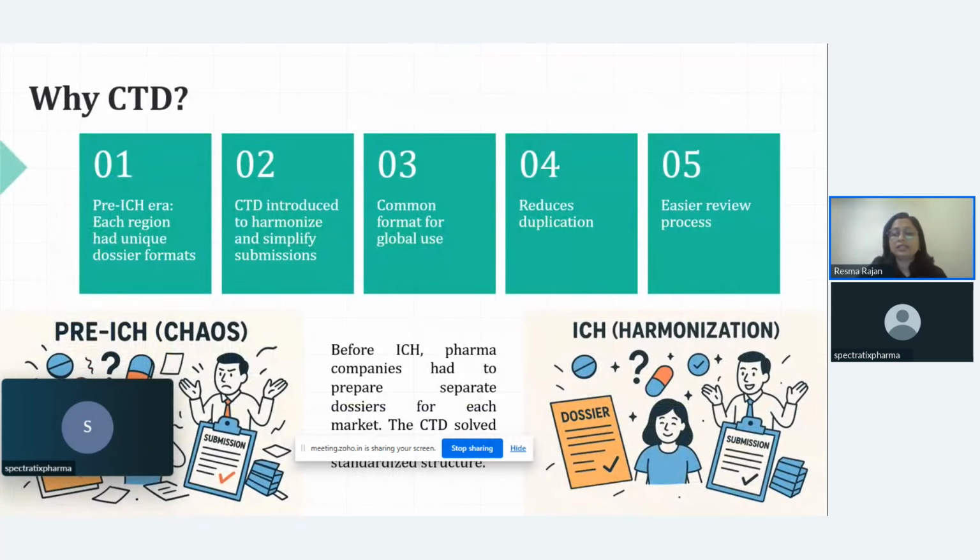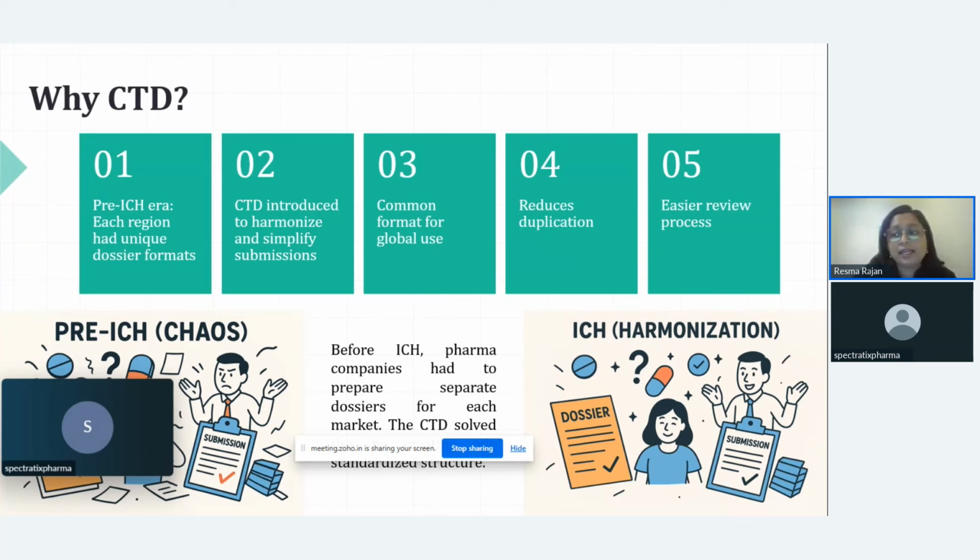So first question: why do we need CTD, the common technical document? Previously, 35 years ago, there was no harmonization of regulations, authority rules, or guidelines, nothing. Each country followed their own guidelines, their own format requirements, their own structure, numbering requirements, everything. Depending on the country, that varied.